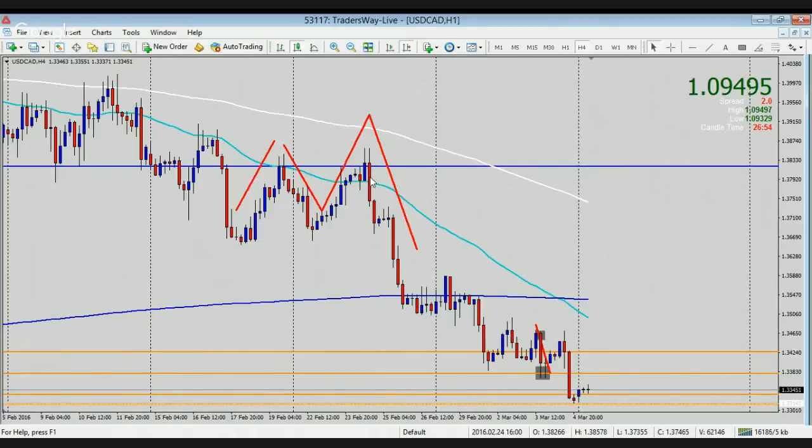Do I take the trade? No. It's not a valid M formation how I'm teaching you. Yes, it looks like an M, but you do not trade it because the risk becomes higher when that second leg breaks the first. Simple as that.